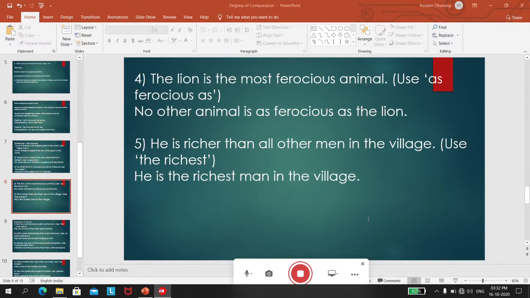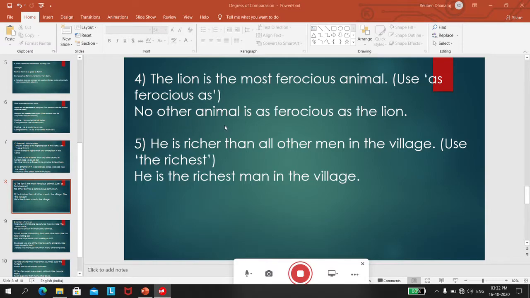Okay. Next one. The lion is the most ferocious animal. Use ferocious or use as ferocious as. You have to depend on the adjective word. The adjective words are very important there. If I ask you to use ferocious, then you have to use ferocious, which means what form it is? It is in positive form.